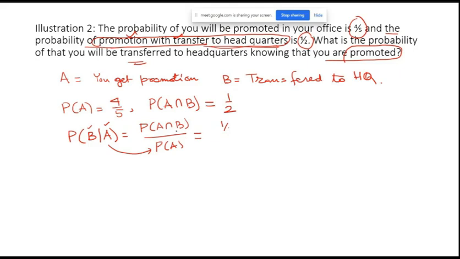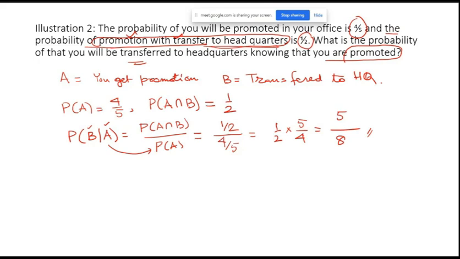Okay. Now everything is given to you. This is half and probability of A is given by 4 by 5. Now a simple deduction: half into 5 by 4. So 4 into 2 is 8, and that is 5 by 8. 5 is a prime number, so you cannot cancel it. So this is the chance that you will be transferred to the headquarters, given the information that you are already promoted.